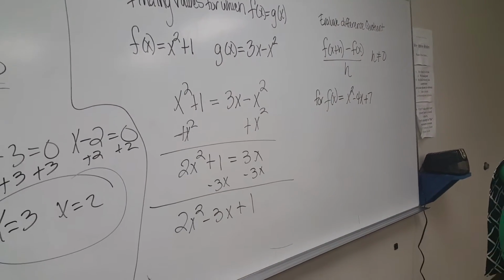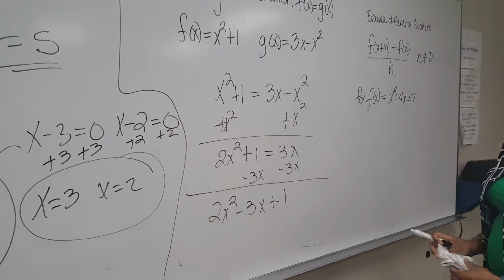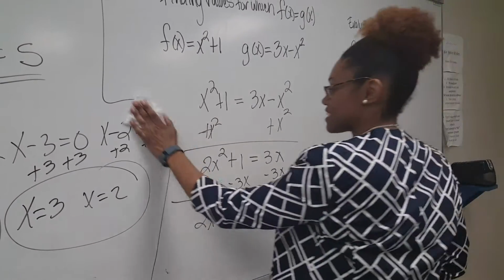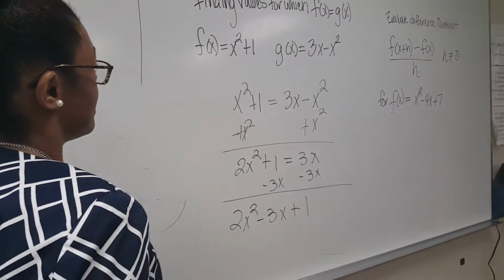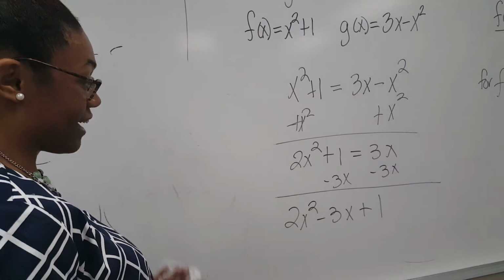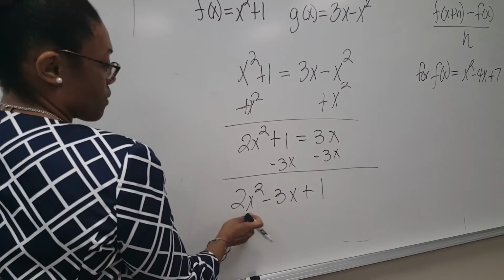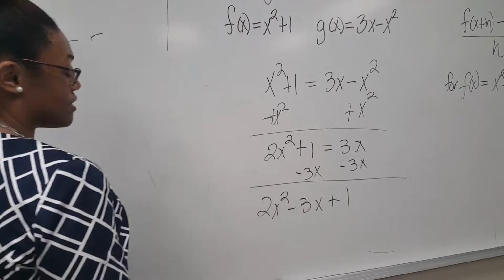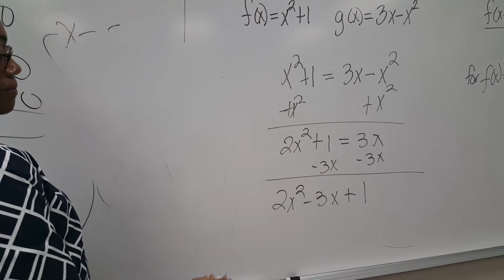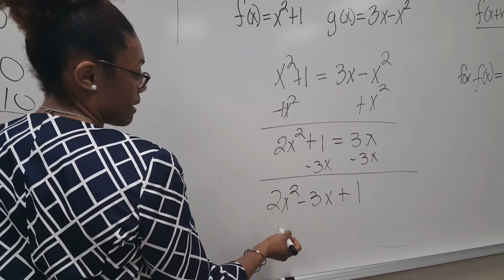Right? So now I have a little bit longer problem than I anticipated, but that's quite all right. Now we need to factor, right? I have this 2x squared minus 3x plus 1. So I would do my A times C method.